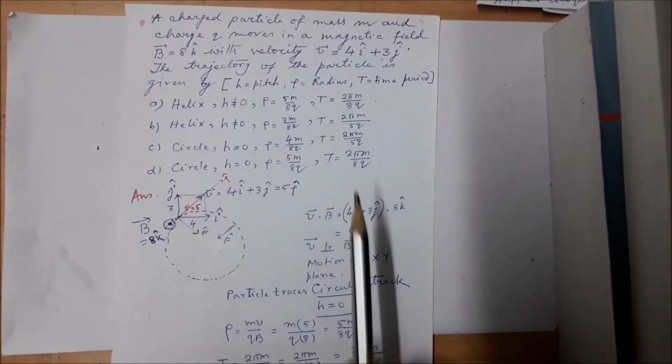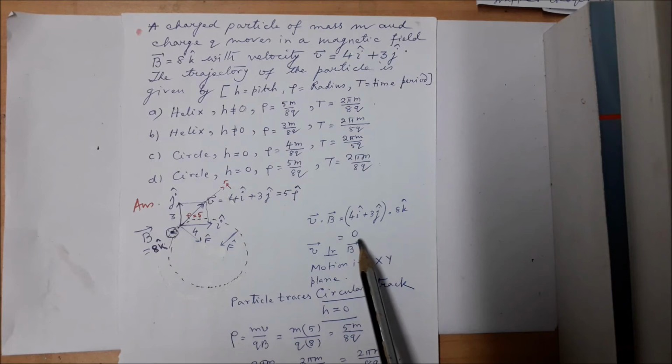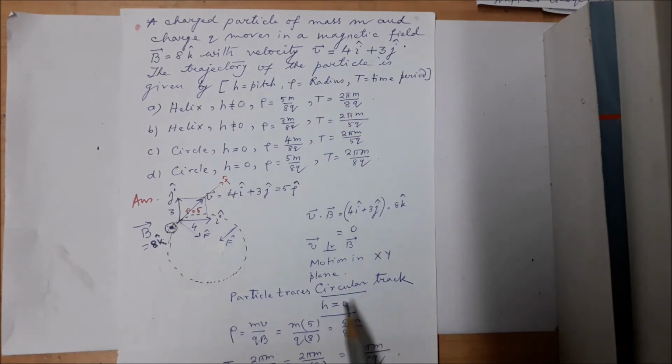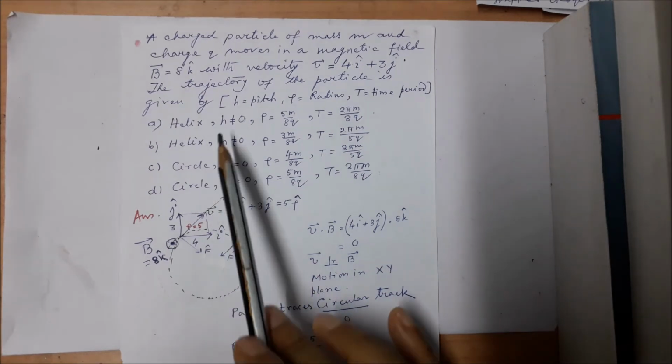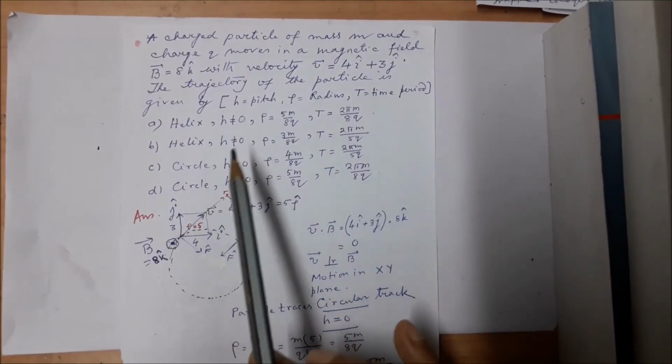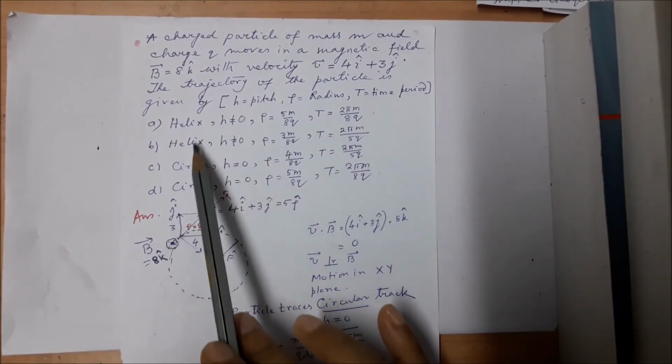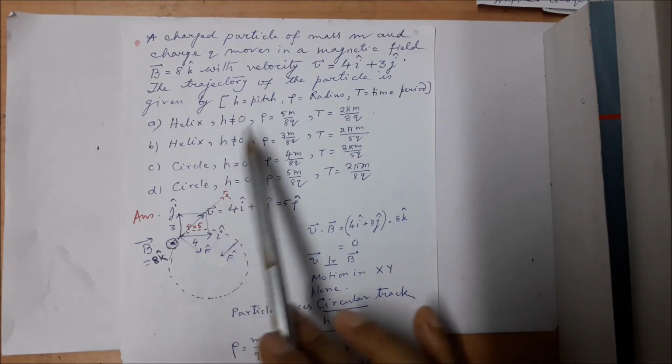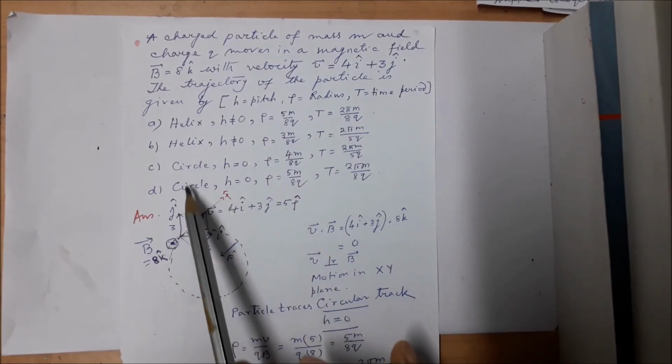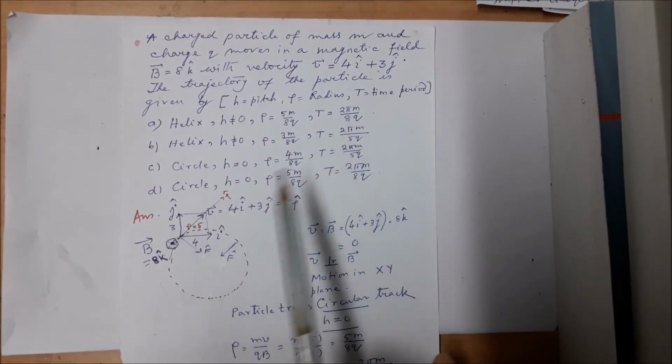V dot B, we can find it, V dot B turns out to be 0. So motion is in xy plane, the particle traces a circle, and the pitch will be 0 because no helix is traced. So out of the 4 options, options containing helix are not possible. So C and D, out of C and D we have to make the right choice.